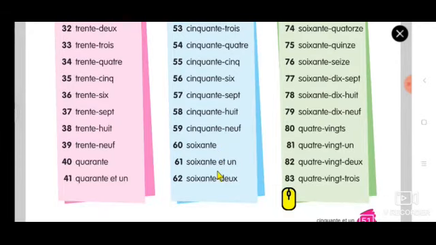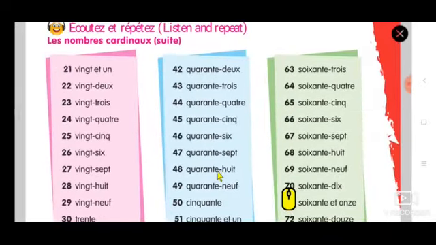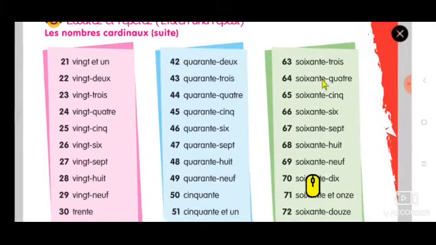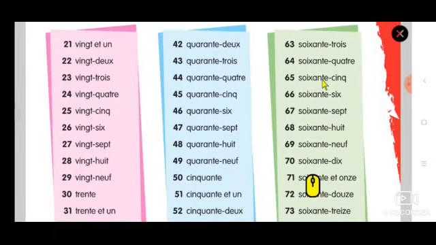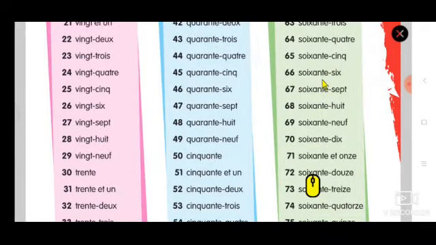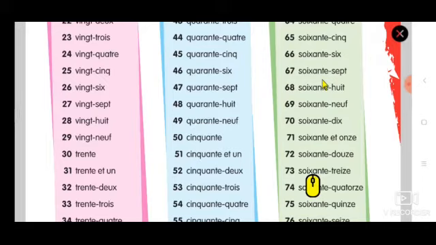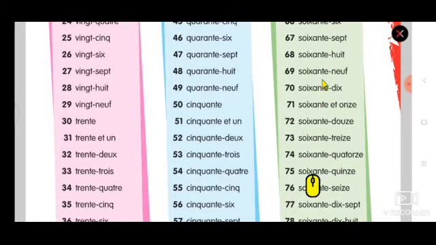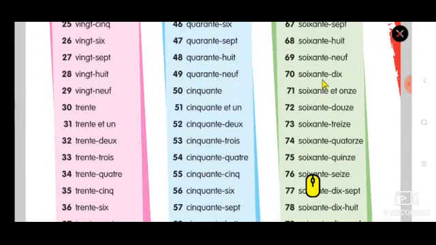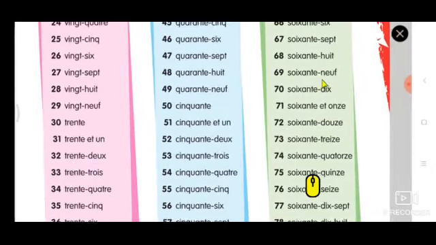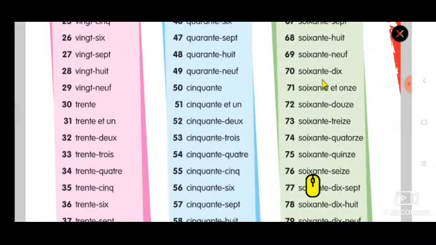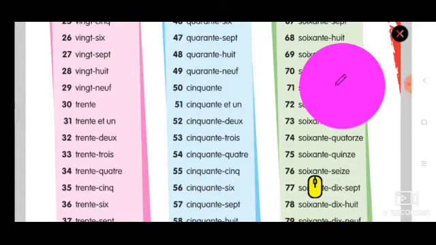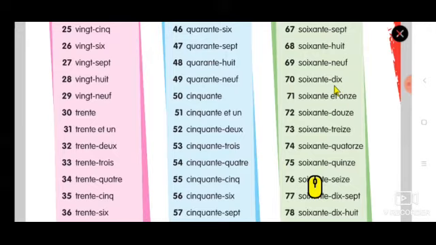61, 62, 63, 64, 65, 66, 67, 68, 69, 70. Normally we would go till 9 with the same pattern, 69, right? But here it is 70. Why? Because there is no separate word for 70. So what they are doing is 60 plus 10. 60, 10, that is 70. Now 50 is 50 and 60 is 60.